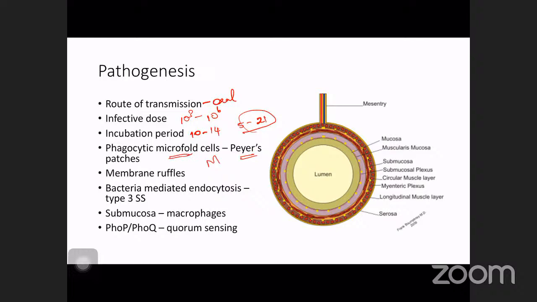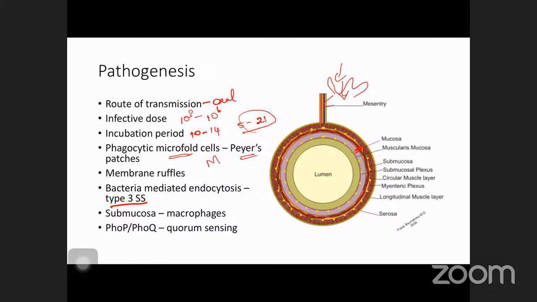The organism Salmonella will stimulate the production of membrane ruffles in the M cells. Therefore membrane ruffles will be produced, and it will attract the Salmonella antigen here, and with the help of the bacterial type 3 secretion system, it will be internalized. So it is called bacteria-mediated endocytosis. And these M cells then will help in the traveling of the bacteria from the mucosa to the submucosa.